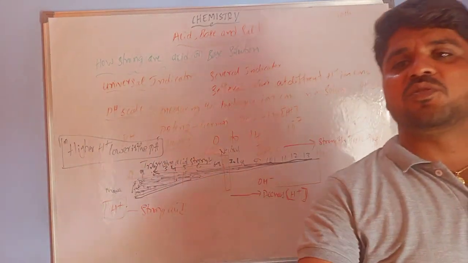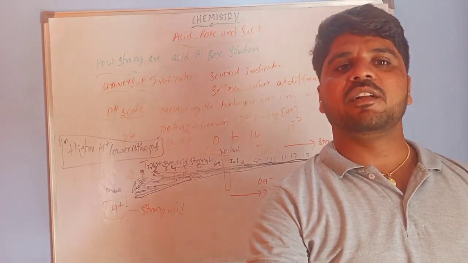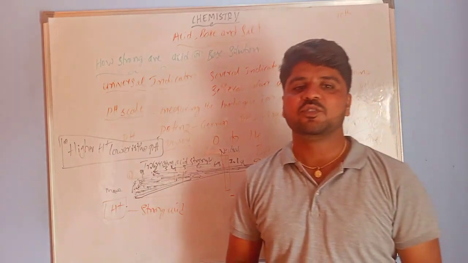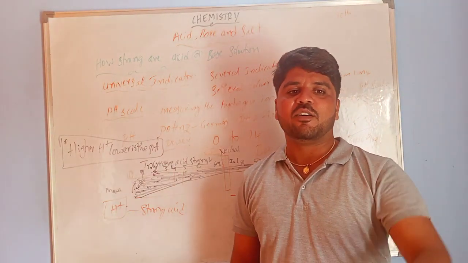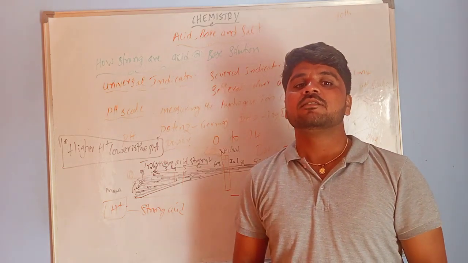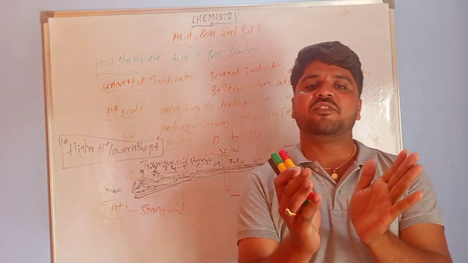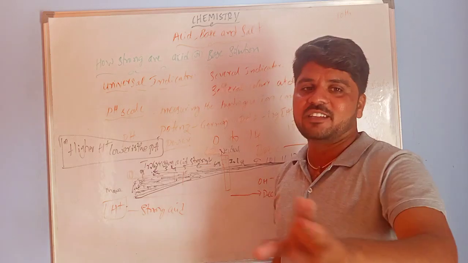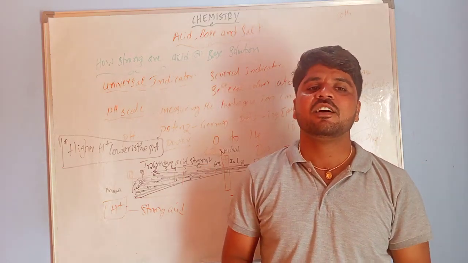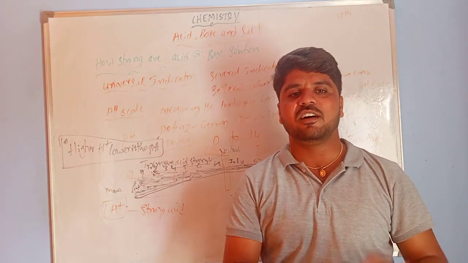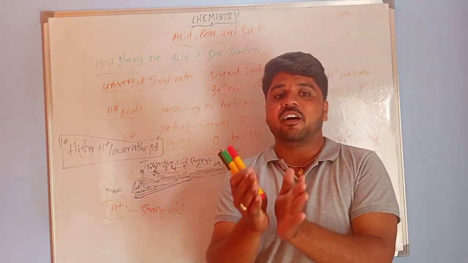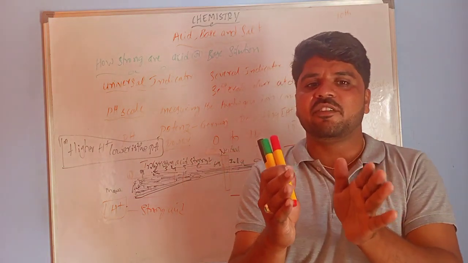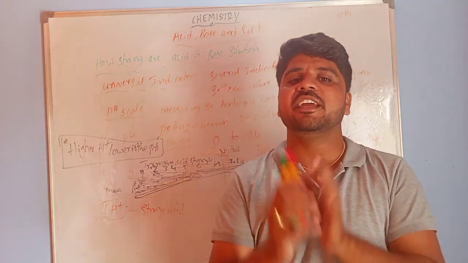In your textbook you have Table 2.2, and on page number 26 you have a pH scale. Observe it carefully: the pH scale appears in different colors. Starting we have red and orange colors. After that, 4 to 5 has yellow color. After that, 5 to 6, 6 to 7, 8 and 9 have green color.